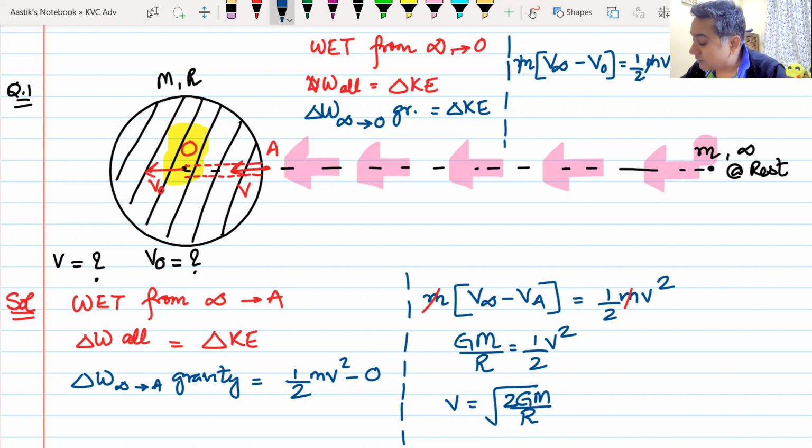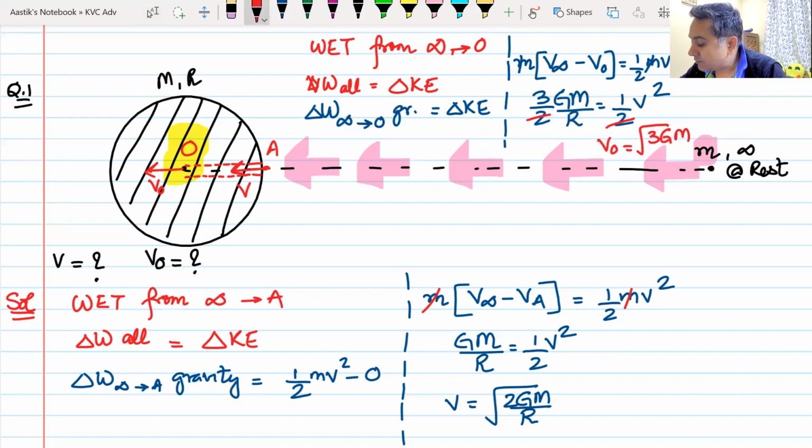So minus of minus will become plus. So it will be 3 by 2 G capital M by R is equal to half V square. The half also goes away. So your V at the center of the planet, with which it hits, is root over 3GM by R. That is the answer that I was looking at. This question was done for one reason only, that you understand what is the potential at the center of the sphere. Anyways, I hope that you will remember it.